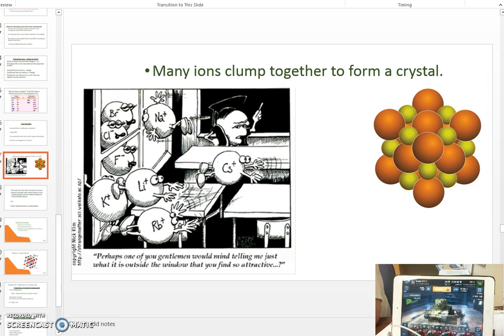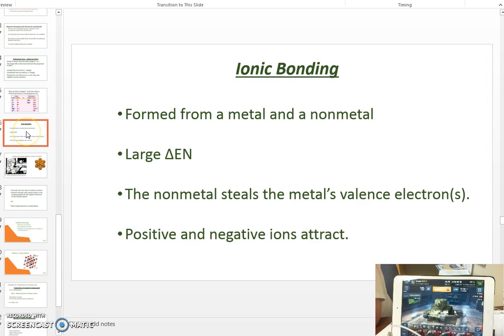And then there's this cartoon. "Perhaps one of you gentlemen would mind telling me just what it is outside the window that you find so attractive." Well, if you look here, these guys, they're all cations. They are positively charged ions. And then on the outside, you have bromine and chlorine and fluorine, and they're negatively charged. So yes, it's natural that they are going to be attracted to each other. It works out that way.